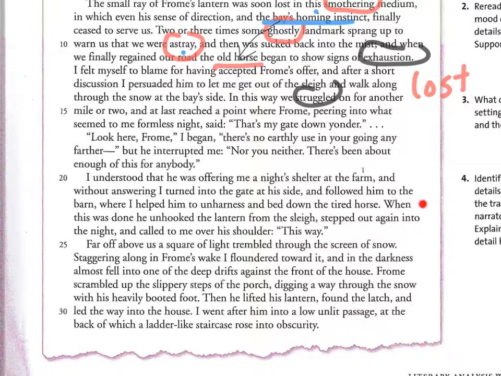Okay, so what's happening? He's lost. It's dark. It's raining. Fromm says you can sleep at my farm. In my barn. No, the horse is sleeping there.